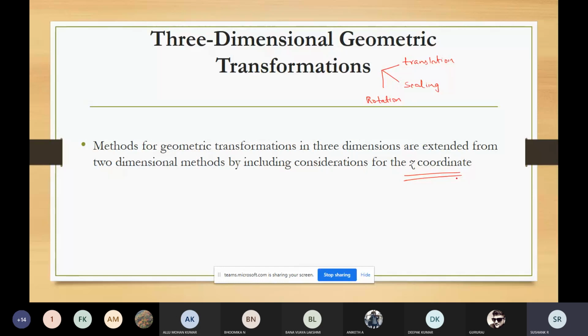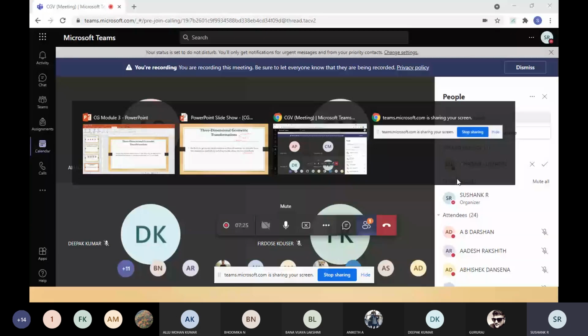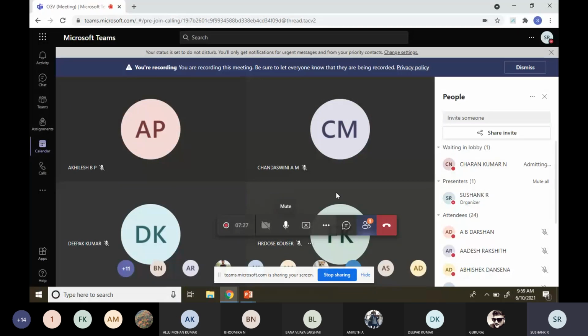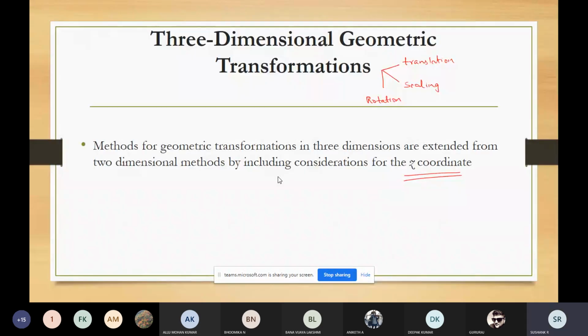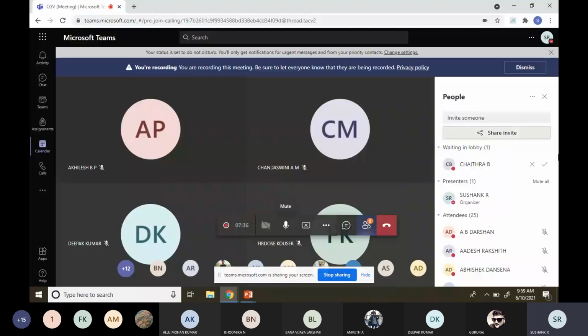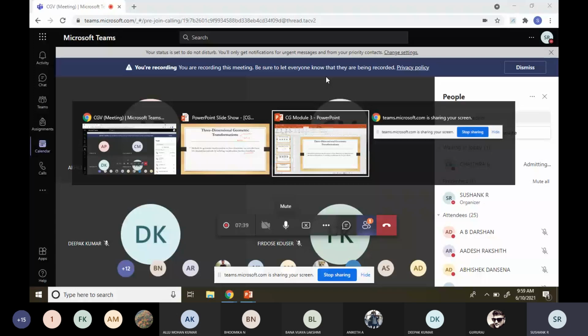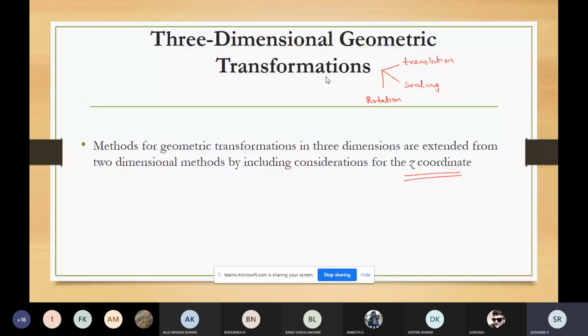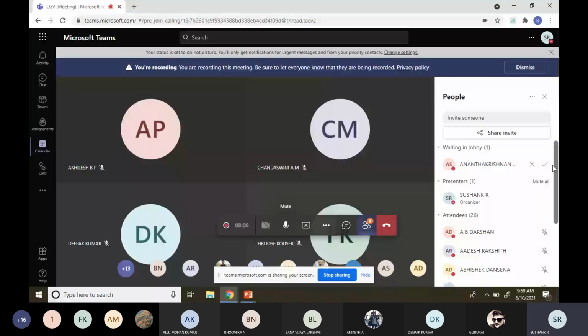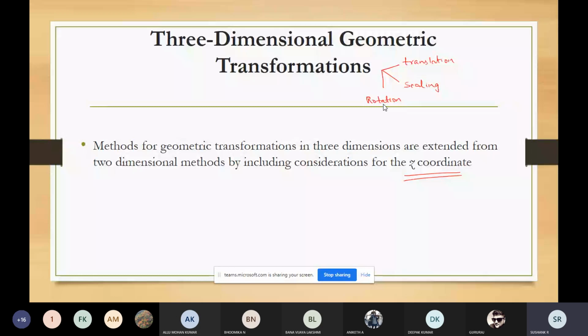We would have equations with respect to x and y in 2D rotation, transformation, and scaling. What we will be doing is adding the z component for that. Once you add the z component, you get the 3D transformations. The methods for geometric transformation in three dimensions are obtained from the two dimension methods by adding the z coordinate.